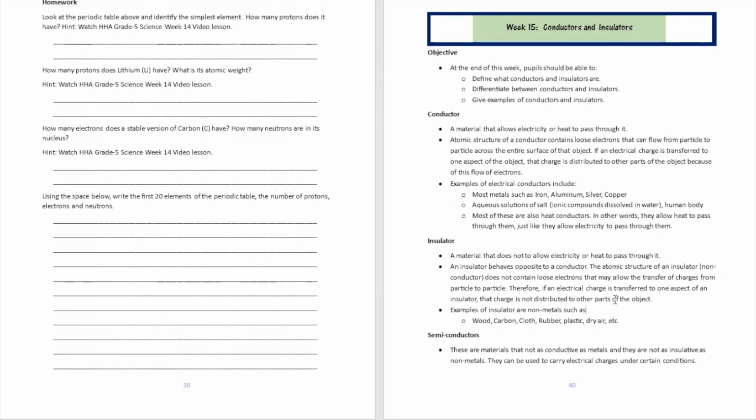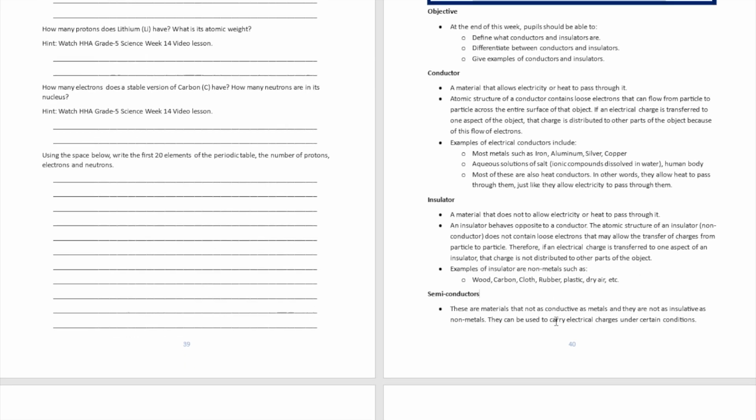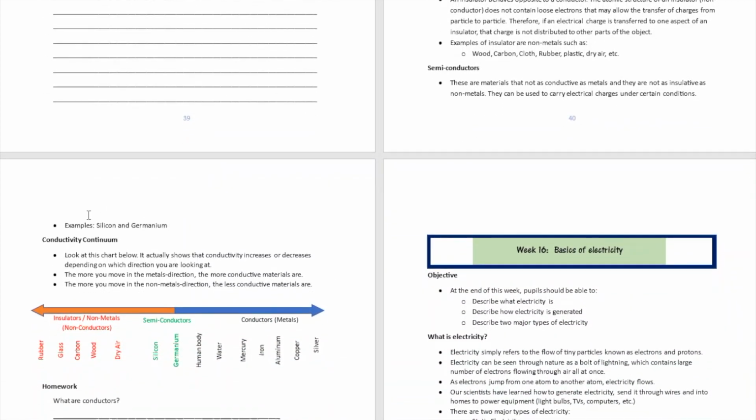Then there is a third category of materials that we call semiconductors. As the name suggests, a semiconductor is a material that can conduct electricity a little bit, but is not really too conductive. These are materials that are not as conductive as metals, and not as insulative as non-metals. They can be used to carry electrical charges under certain conditions. Examples of these are silicon and germanium.